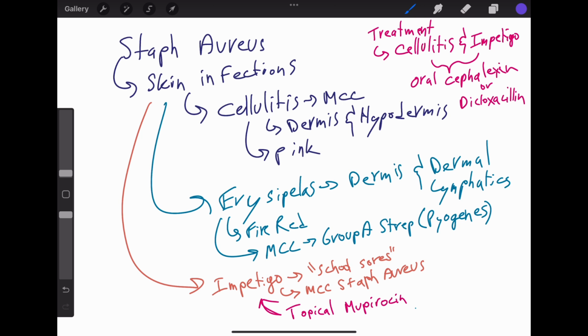In terms of impetigo, this is known as school sores in children. You can have bullous and non-bullous forms, and previously differentiated by organism, but Staph aureus is now considered to be the most common cause of both.